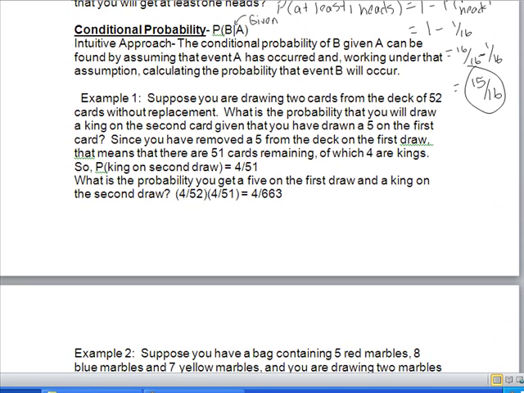So let's look at example 1. Suppose you are drawing 2 cards from a deck of 52 cards without replacement. And those are words you have to look for. Very important here. So when we remove a card, our probabilities are going to change as we go to draw the second card. Okay, what is the probability you will draw a king on the second card given that you have drawn a 5 on the first card?